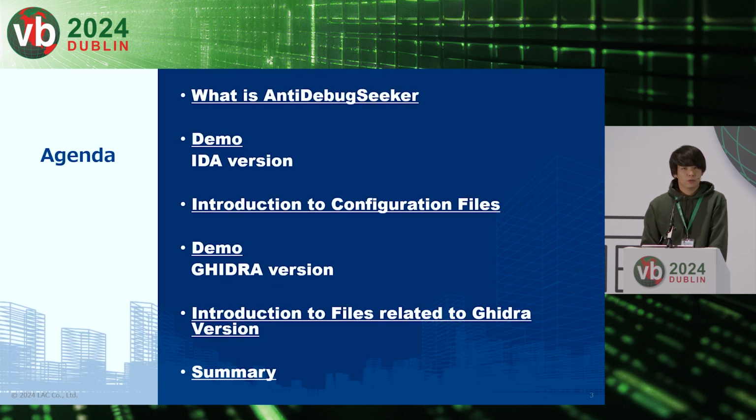Here is the agenda for today. I will begin by exploring what Anti-Debug Seeker is, providing an introduction to its core functionalities. Next, I will proceed to a demo using the IDA version. Following that, I will move on to an introduction of configuration files, where I will cover the essential configuration aspects. A second demo will be conducted, this time showcasing the Ghidra version of Anti-Debug Seeker. Afterward, I will dive into the files related to the Ghidra version. Finally, I will wrap up the session with a summary of the key points covered.